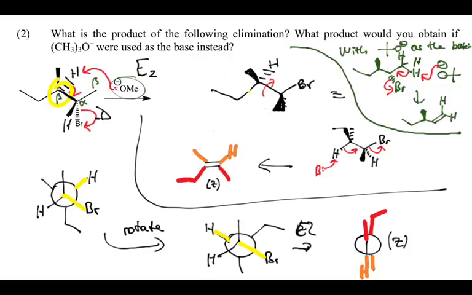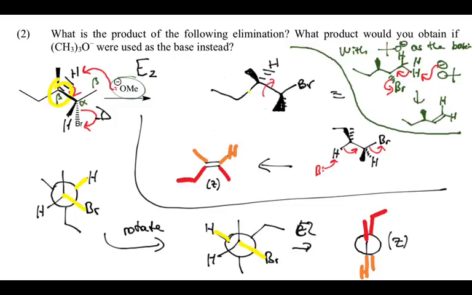Okay, one more question. How do you guys know that this one is going to do the Zaitsev, and this one's going to do Hoffman? How do we know that the methoxide is going to do the Zaitsev and the T-butoxide is going to do the Hoffman? Can somebody answer that? We talked about it in lecture. It has something to do with the size. Whenever you have a sterically hindered base, you form the Hoffman product. Whenever you have, in an E2 elimination, a not so hindered base, like methoxide, then it forms the Zaitsev product. That's the rule.